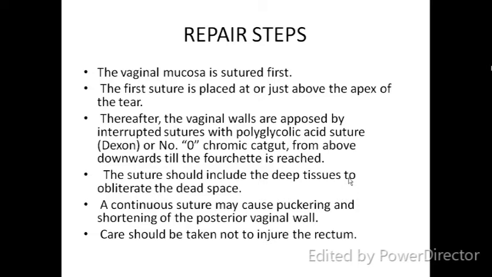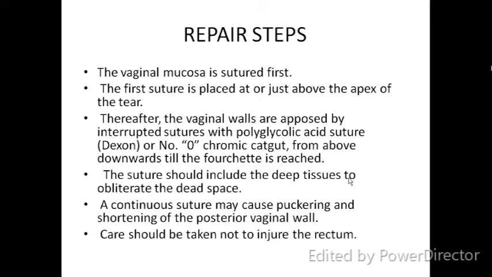Thereafter the vaginal walls are opposed by interrupted sutures with polyglycolic acid suture, that is Dexon, or Vicryl, or number 0 chromic catgut, from above downward till the fourchette is reached. The suture should include the deep tissue to obliterate the dead space. That is very important. If you leave the dead space, this is the site for infection, sepsis, pus collection. So every time you suture the posterior vaginal wall, you have to see there are no deep spaces left.